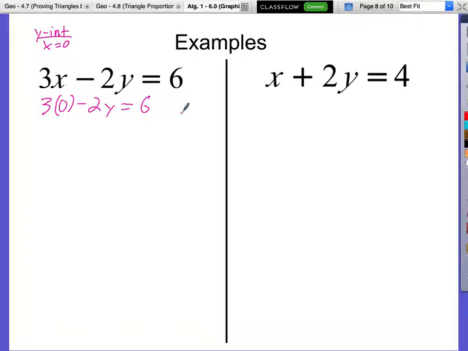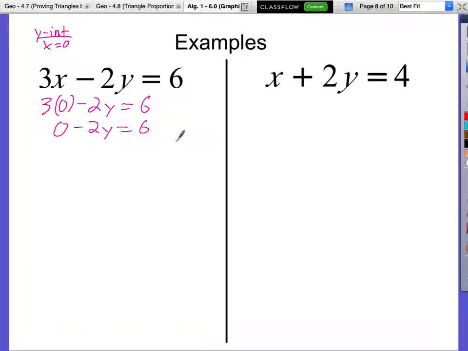And 3 and x were multiplying before, correct? So they have to be multiplying now. Sam, what's 3 times 0? Boom. If it's 0, do we even have to write it there actually? Oh no, we don't. Okay. Well, negative 2y is equal to 6.